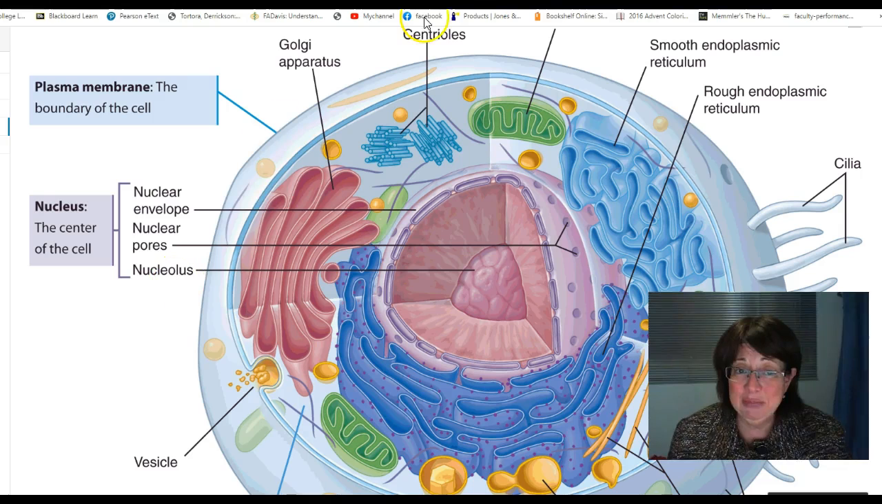Now, the plasma membrane is the boundary of the cell. And we talked briefly about how the plasma membrane is made of this phospholipid bilayer, which is two layers of these molecules that have a polar end and a nonpolar end. And so it provides for this movable but yet strong structure on the outside of the cell. Okay?